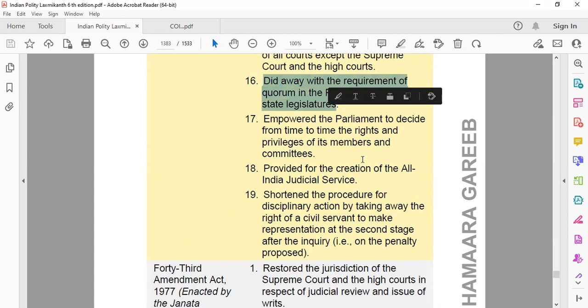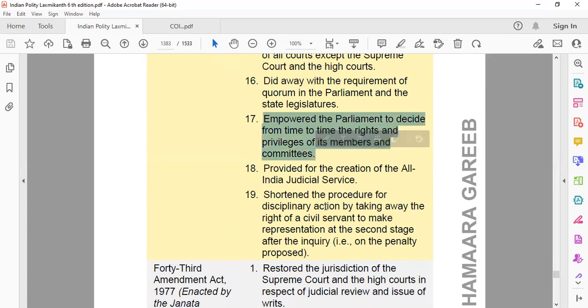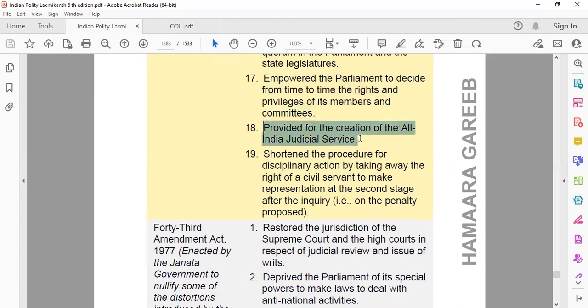Did away with the requirement of quorum in the parliament and the state legislature. Empowered the parliament to decide from time to time the rights and privileges of its members and committees. Provided for the creation of the All India Judicial Service. Shortened the procedure of disciplinary action by taking away the right of the civil servant to make representation at the second stage after the inquiry on the penalty proposed.